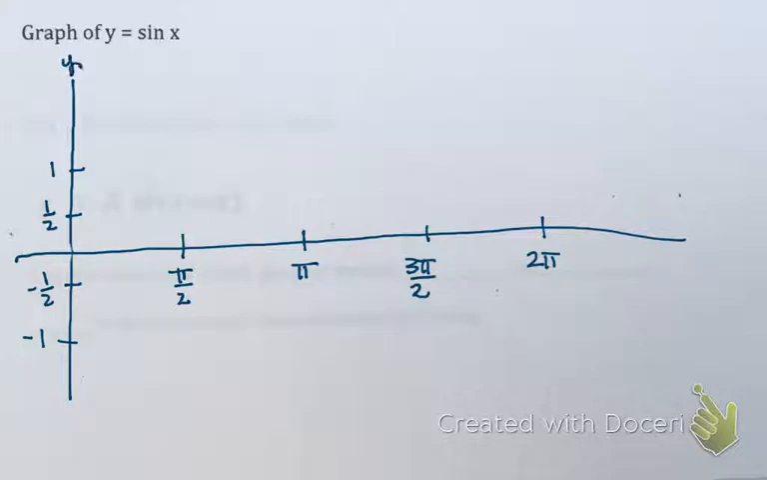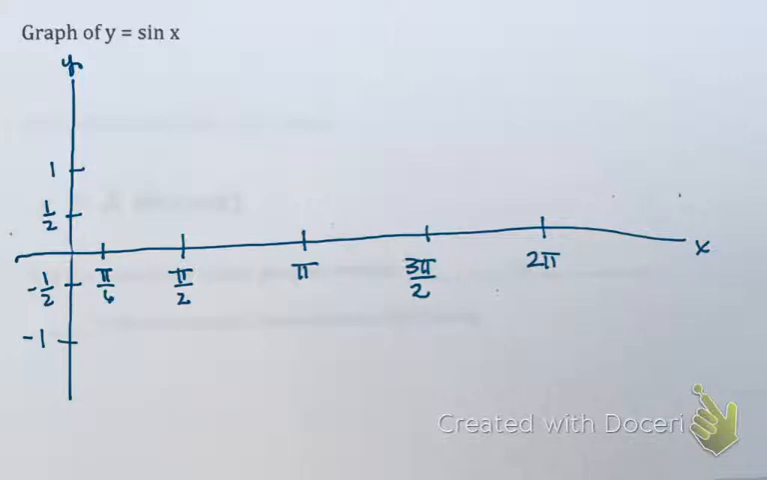Okay, so this is y and this is x. So your x-axis are your angles, and your y-axis are your values at those angles. Okay, so the first one we had was pi over 6. So that's about a third of the way to pi over 2.